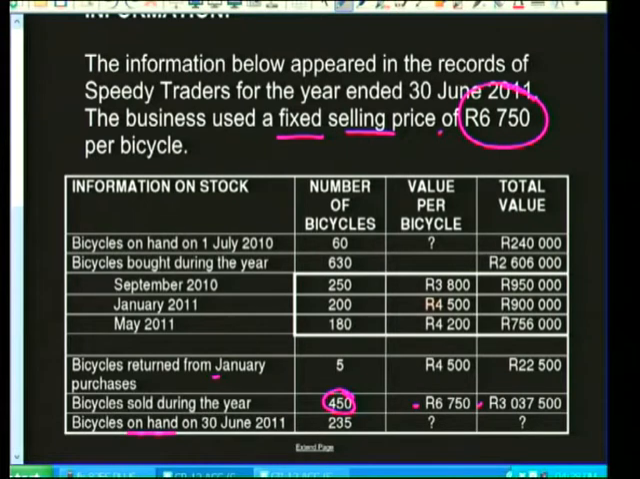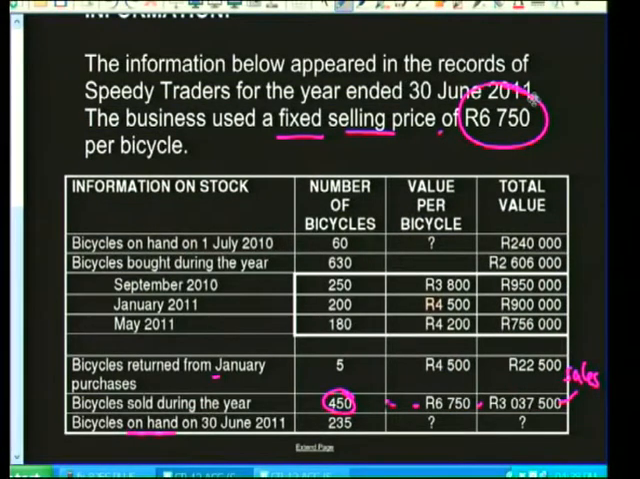6,750 each, which came to a total value of 3,037,500. What you should be able to see by now is that this answer is your sales. Remember, if you want to calculate your total sales, what you're going to do is take the selling price of one unit and multiply it by the number of units you sold. So in this case, we sold 450 bicycles at 6,750 Rand. You could check it on your calculator if you like. If you take these two numbers and multiply them, the one by the other, you're going to get that answer of 3,037,500. So we already have one number that we can put in our grid.